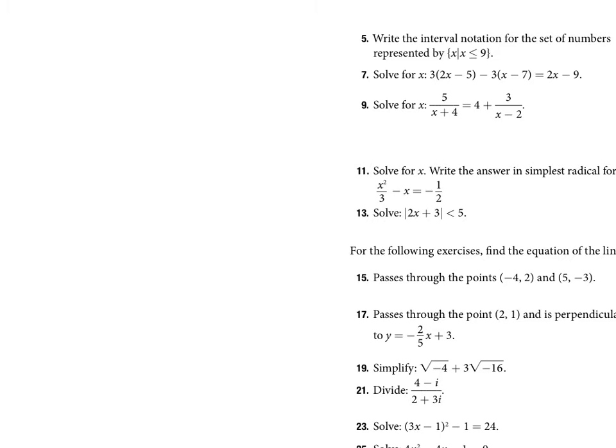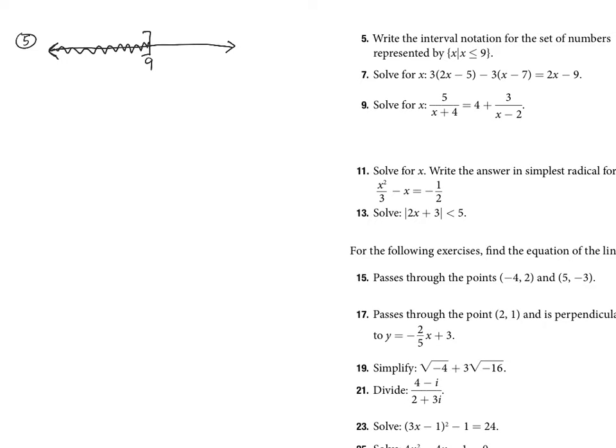All right, number 5. Write the interval notation for the set of numbers represented by this set: x such that x is less than or equal to 9. If you're not sure what that looks like in interval notation, I recommend that you graph this on a number line. So you're going to put your boundary point on the number line. X is less than or equal to 9. The numbers that are less than 9 are this way. And then since it has an or equal to, you're going to use a square bracket. So from there, you can see your interval notation.